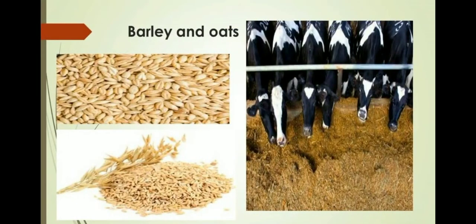Barley and oats. These are temperate crops which withstand cold climate and need less water. Barley is grown in the United States and is produced in Minnesota, North Dakota and Washington. Barley and oats are used as cattle fodder.